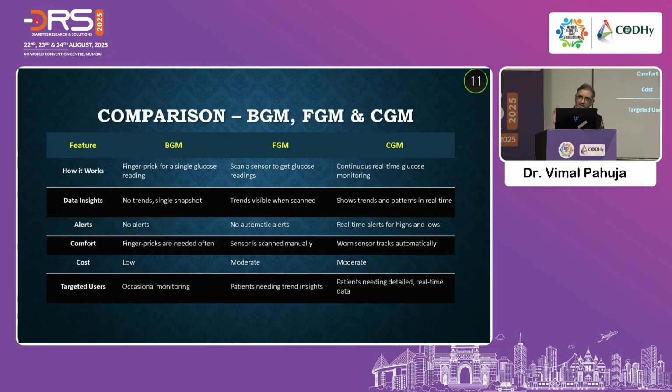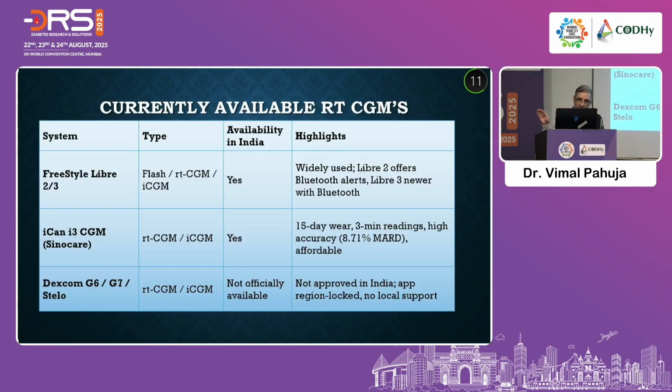If you don't track with a flash glucose monitor, you will not get the data. The data will be broken. But with CGM, the data is not broken. It is continuous linear data which you will get. So this is the benefit of CGM as compared to the other 2 devices which we are using.